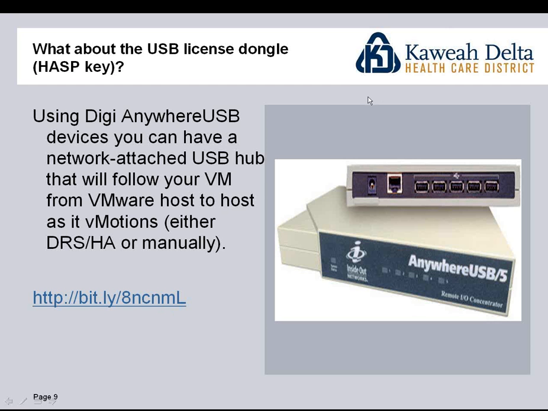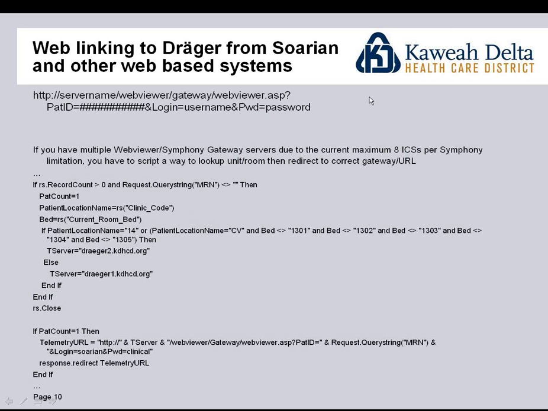Okay, so next we had a challenge, because we have more than 8 ICSs, the Infinity Central Stations. That's the limit on Symphony: 8 ICSs per Symphony server. So what we did is we separated our 2 wings. I have one server servicing one wing, one the other.